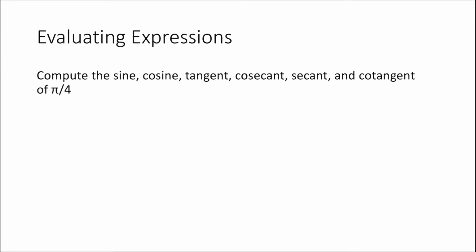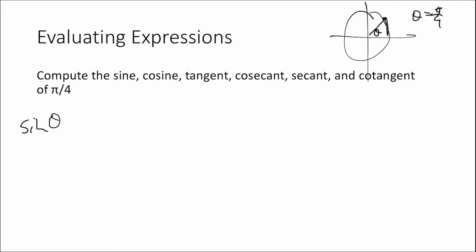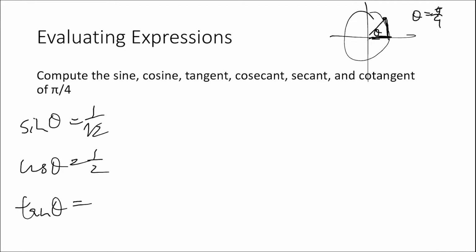Now we're evaluating expressions. It can be the sine, cosine, tangent, cosecant, secant, or cotangent of pi fourths. To solve these problems, draw a unit circle. Pi fourths is over here, and theta equals pi fourths. So let's find sine theta. For sine theta, we look at the height here, so it's 1 over root 2. For cosine theta, we look at the length here, it's also 1 over root 2. Then tangent theta is sine over cosine, which is 1. And for cosecant theta, it's 1 over sine theta, so just root 2.